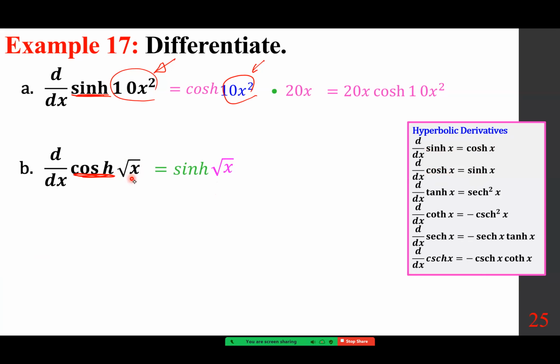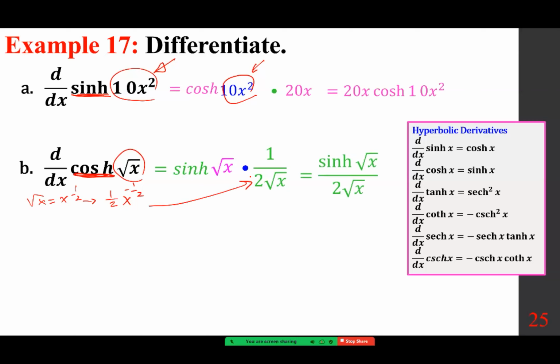By now, you should know the derivative of square root of x is 1 over 2 square root of x. Or, square root of x is x to the power of 1/2. Its derivative is 1/2 x to the power of negative 1/2, which is that one. Okay, and you can rewrite it in this fashion.